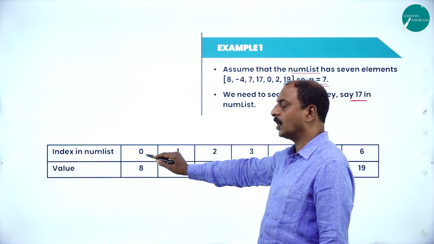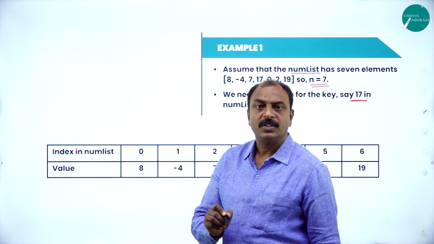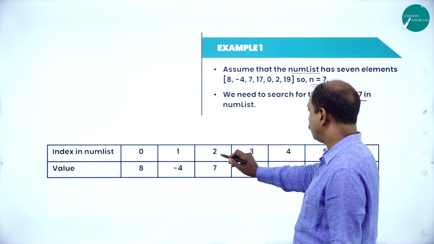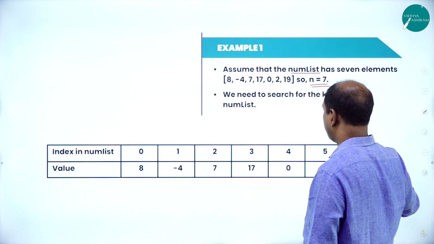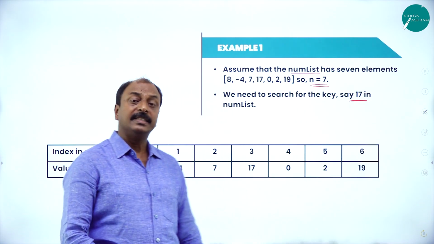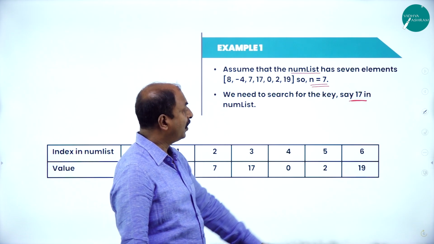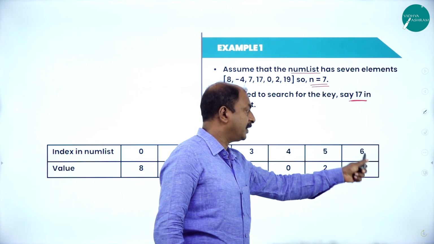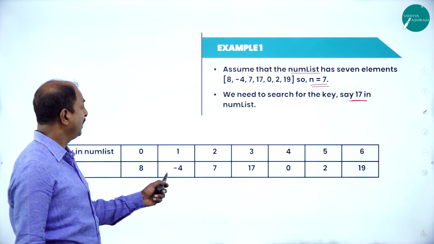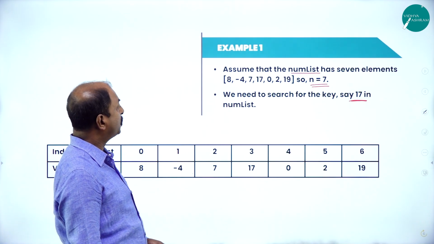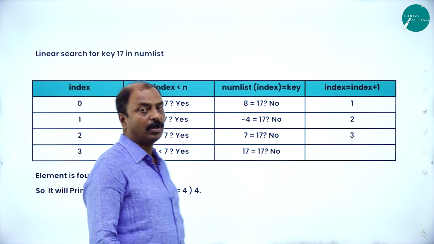All of you know that in a list, the index always starts with 0. So 0, 1, 2, 3, 4, 5, 6, and here there are 7 elements. So n equals 7, the length is 7, and the last index is n minus 1, that is 6. These are the indexes of each element in the given list. Now let us start with this example, or the process.